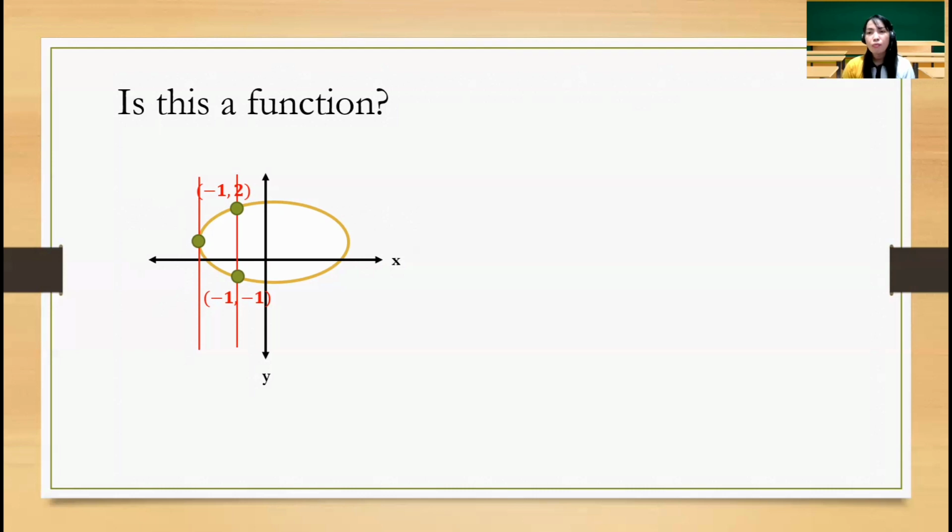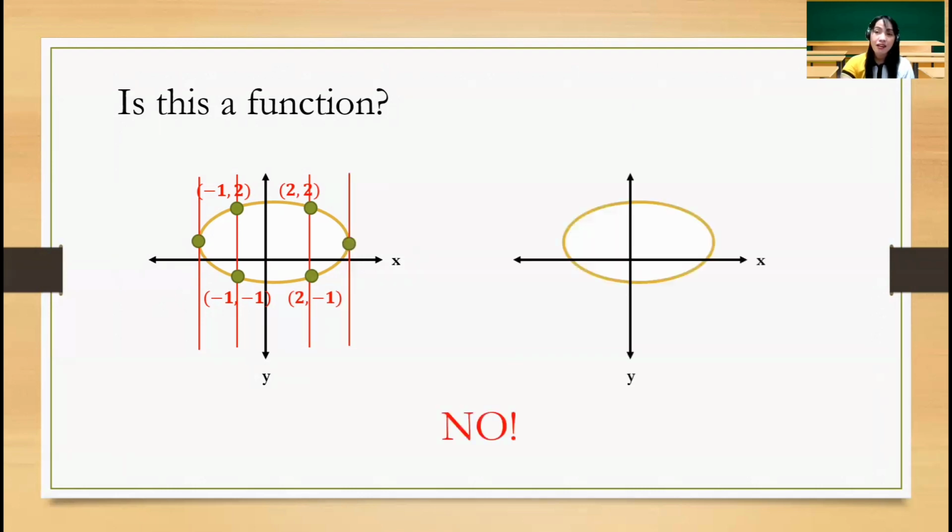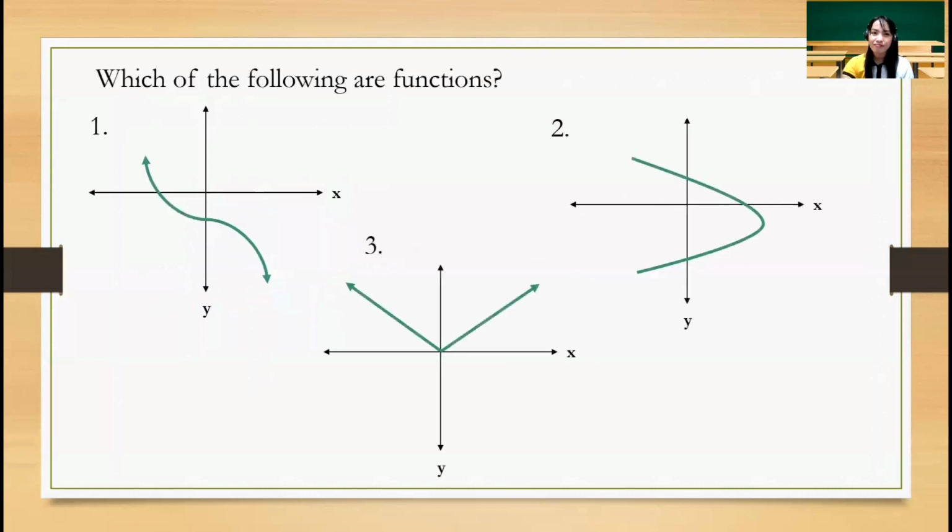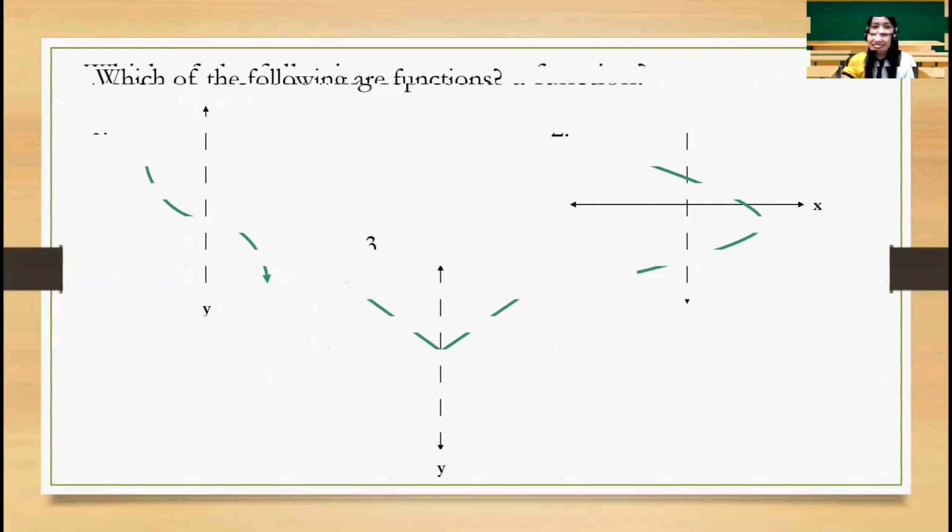So from here, pwede mo nang masabi na yung given graph is not a function. Isa pa. Yan. (2, 2), (2, -1). Again, there are 2 intersection points. Now, this is not a function. Now it's your turn. There are 3 items. All you have to do is to identify which of the following are functions. Use the vertical line test.